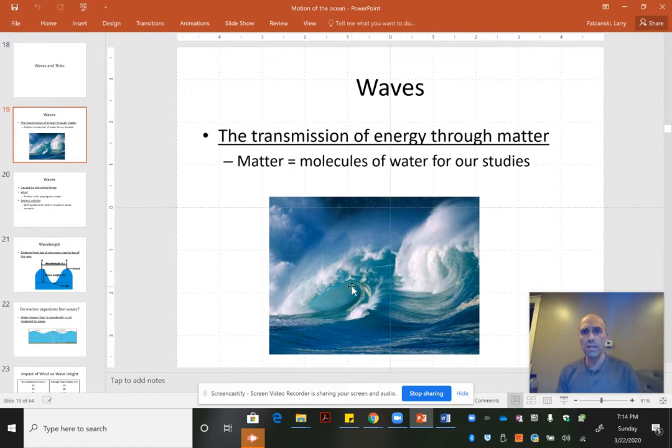But exactly what is a wave? It's a transmission of energy through matter. And the matter in this case are the molecules of water. So if you were to actually look at a wave, the water molecule stays stationary and it just oscillates up and down, just moves up and down. But as it moves up and down, it's transferred. The energy is traveling from one molecule to the next.